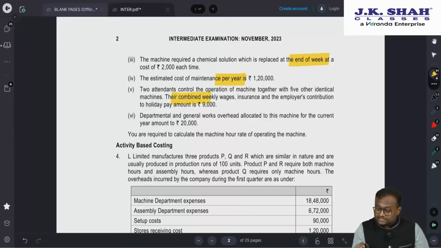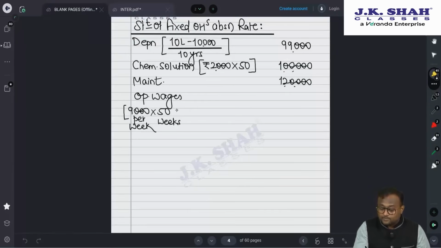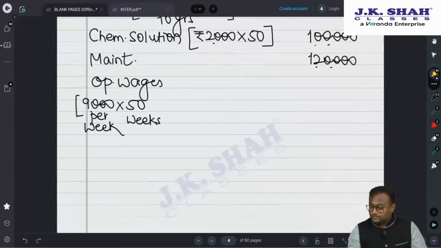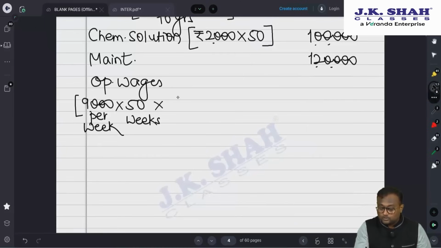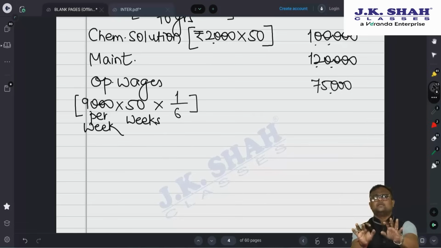Look at this. Their combined wages are 9,000. That means 9,000 is already paid to both. You simply apply 50 weeks, so 4,50,000, and because this is the cost of all 6 machines, instead of 1,50,000 it will be 75,000. You understood the mistake? It's a common mistake done by many people.